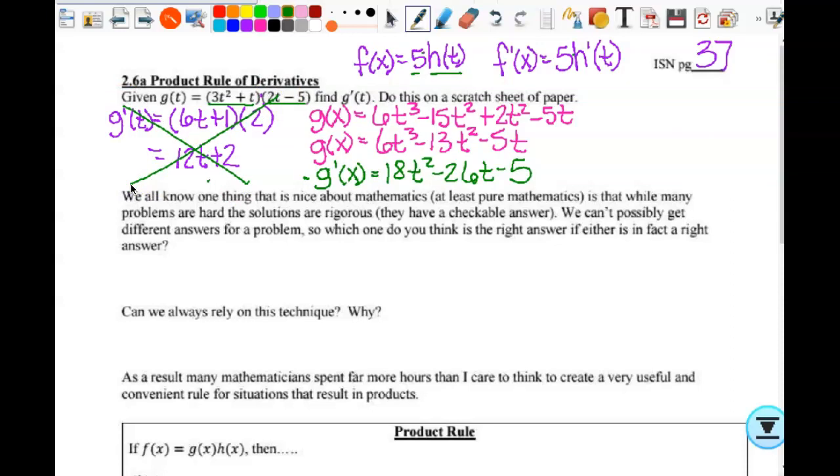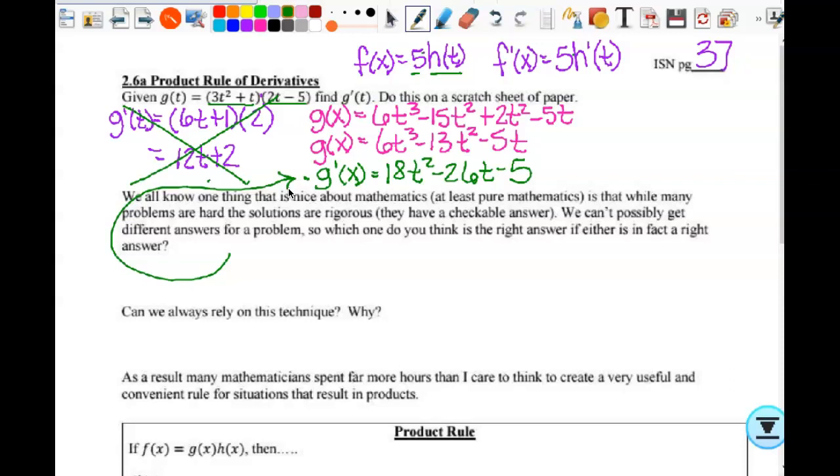All right. So it says we all know one thing that is nice about math, at least pure math, is while they're hard, the solutions are rigorous, but they have a checkable answer. We can't possibly get different answers for problems for most of them. So which one do you think is the right answer? We already said we know which one's the right answer, and so we can just draw now. That one, you can draw an arrow to wherever yours is.